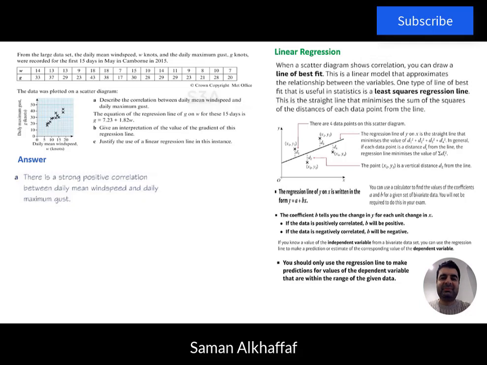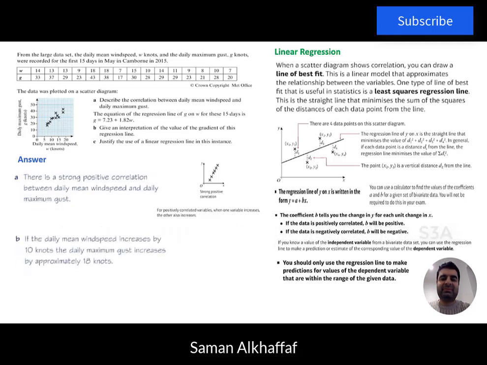And for part B, we are asked to give an interpretation of the value of the gradient of this regression line. We also explained here why it's a positive correlation: as one value increases, the second one increases. Now for part B, our answer will be if the daily mean wind speed increases by 10 knots, the daily maximum gust increases by approximately 18 knots. So there is a relationship between the two. As one increases, the second also increases.